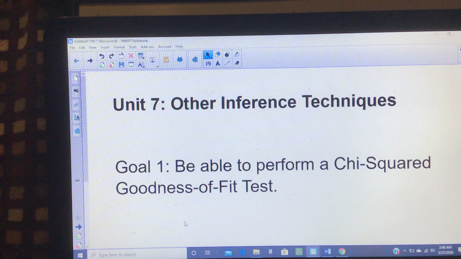So the first goal is to perform what's called a chi-squared goodness of fit test. I don't know how the goodness of English of that, but that's what it's called. It's called a goodness of fit. So we'll talk about what this is. The chi-squared tests basically work with many values, because we looked at one mean and one proportion and two means and two proportions. The chi-squared tests work with many numbers.